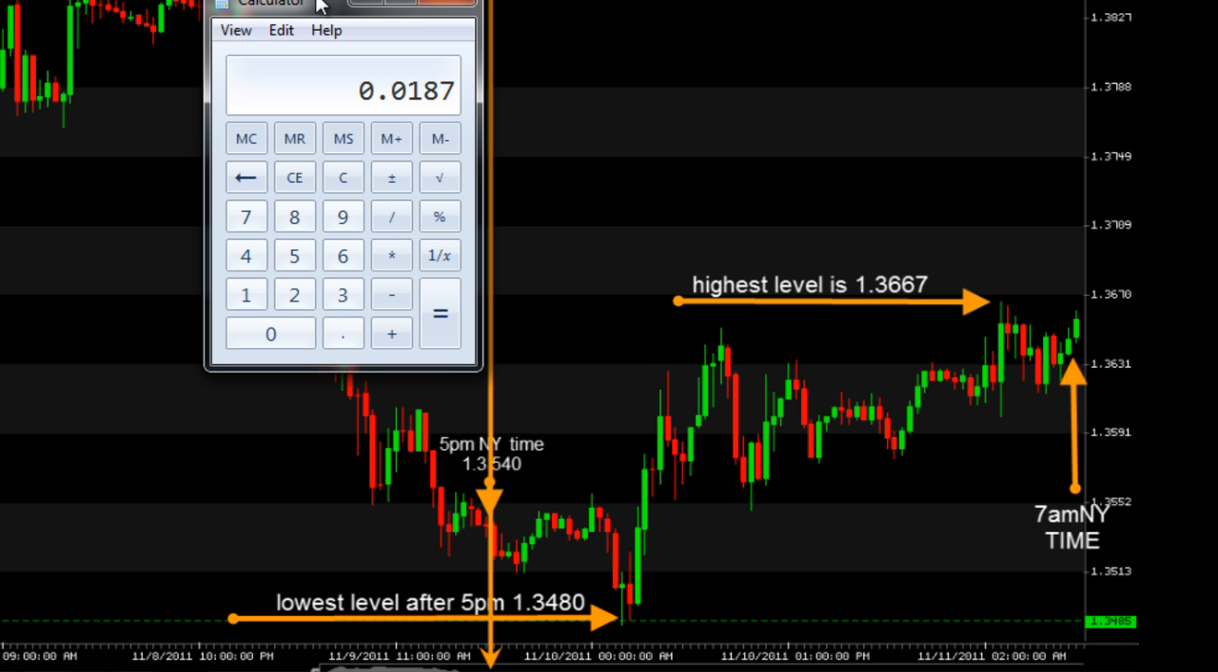Now let's take a look to the right. You can see on the right we have 7 a.m. New York time and the price is almost back up at 136.67. It might be a little lower by a few pips, but we're about to begin the US session, a completely new session than the European and the Japanese session.